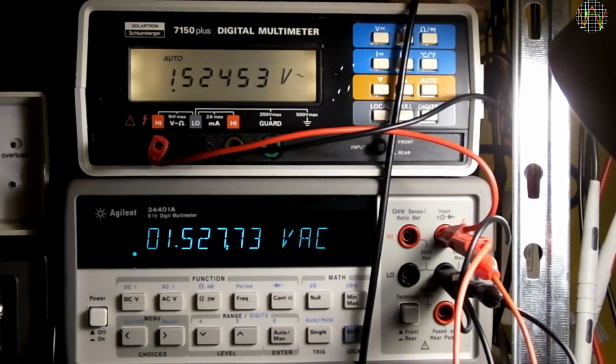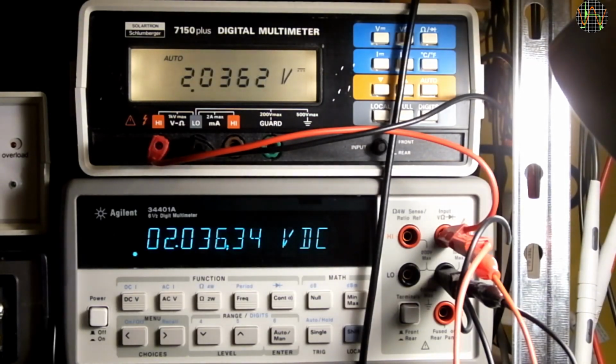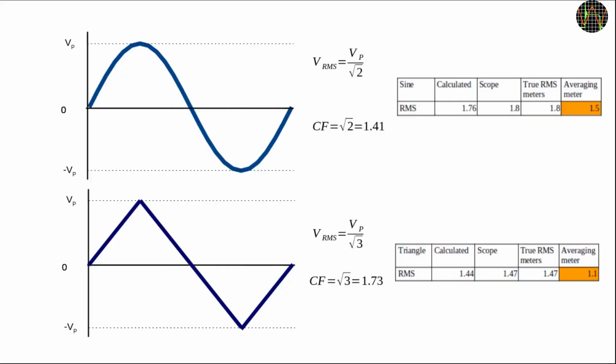As before, the bench meters show the same RMS of about 1.52 volts and also agree on the DC value of 2.03 volts. You may have wondered why I picked those waveforms we just saw. The reason is they all have equations that allow me to calculate the theoretical values so we can easily determine what's wrong and what's right. The equations to calculate the RMS value and the crest factor for sine and triangle waveforms are shown here, and considering the limitations of my setup, theoretical values and actual measurements are in agreement.